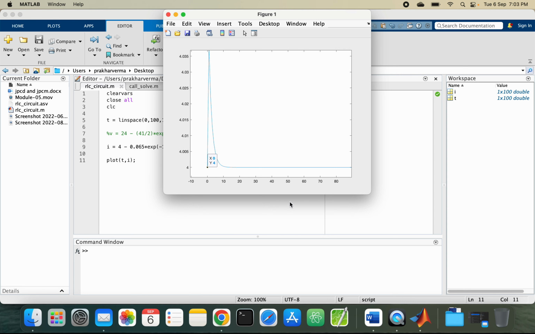So here I will end the class. We have already seen the circuits for parallel and series connection. We have already plotted the waveforms, and the conditions are matching.